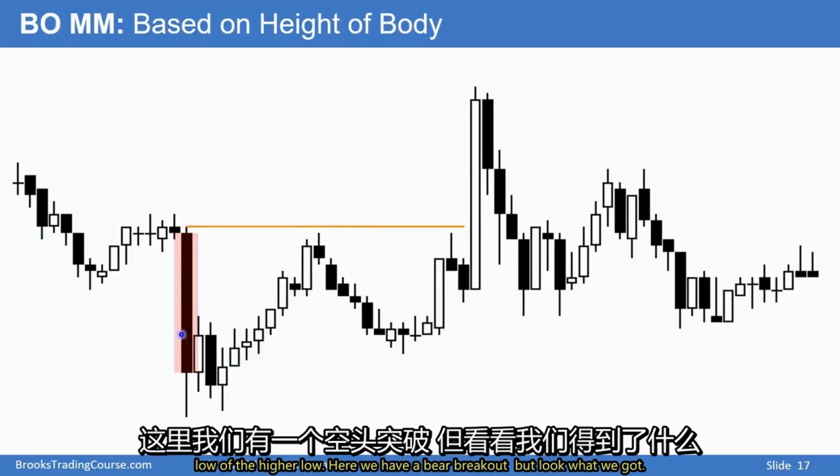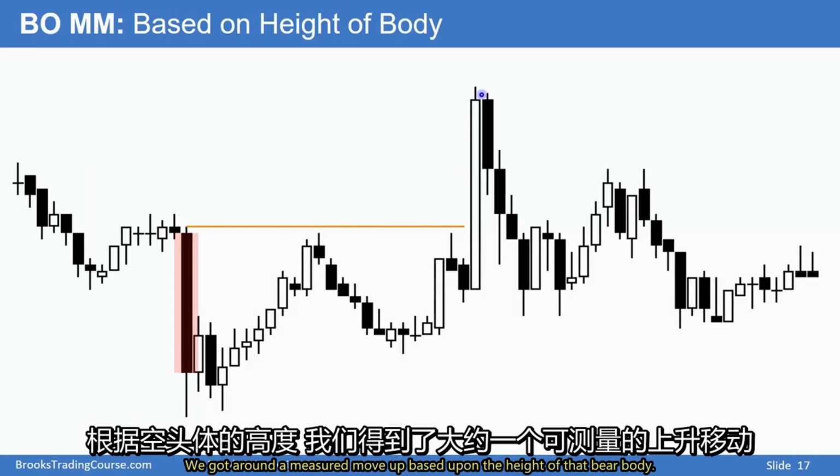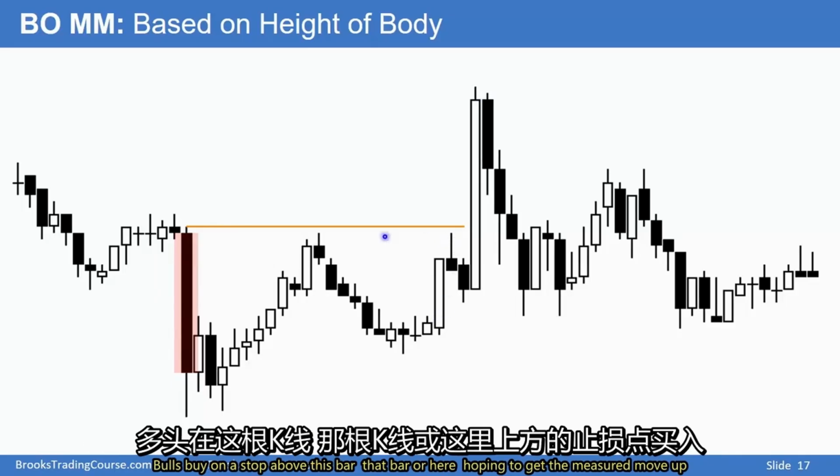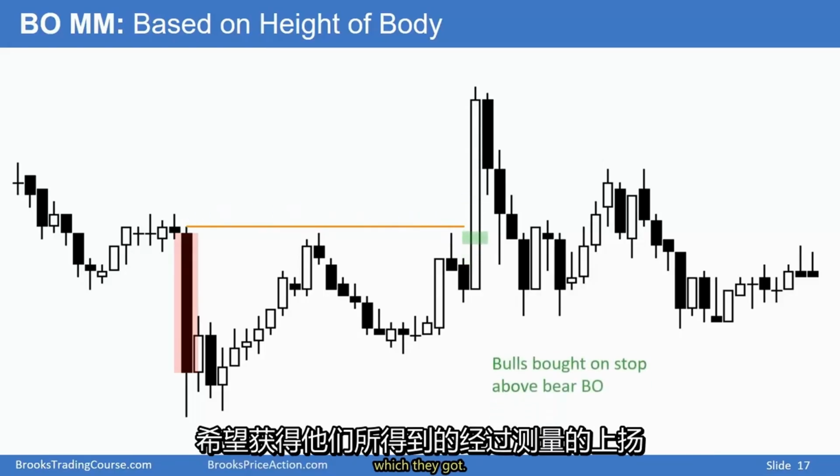Here we have a bear breakout, but look what we got. We got around a measured move up based upon the height of that bear body. Bulls buy on a stop above this bar, that bar, or here, hoping to get the measured move up, which they got.